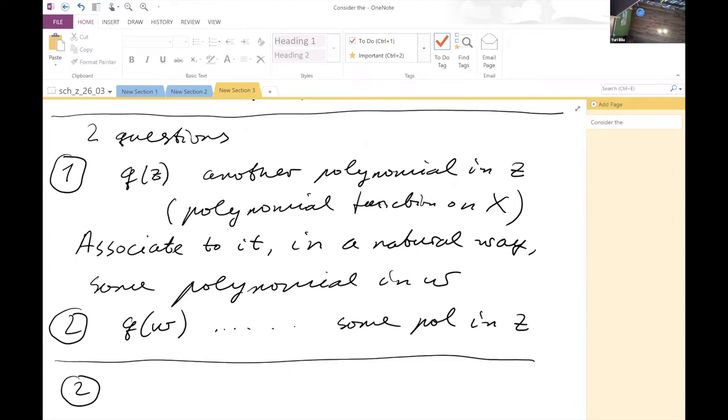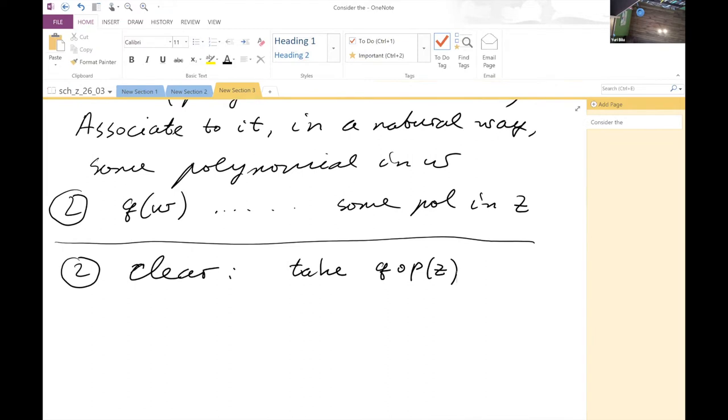There is only one way to associate it naturally. We simply take Q of W and substitute P of Z instead of W, and we obtain a polynomial in Z. Or it can be viewed as the image of Q under our embedding.